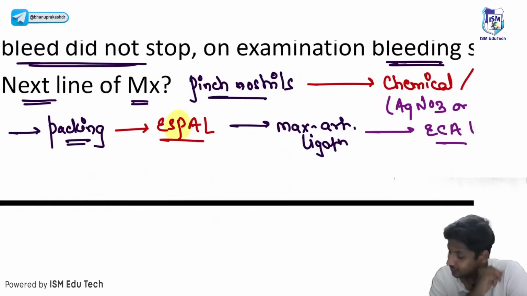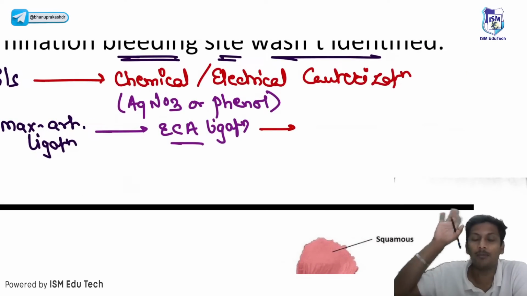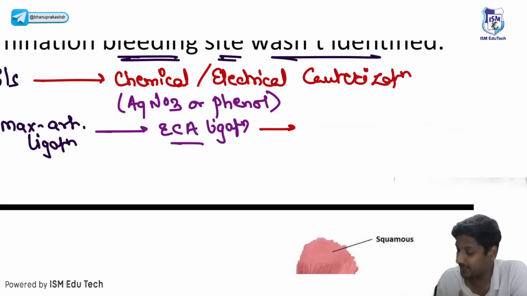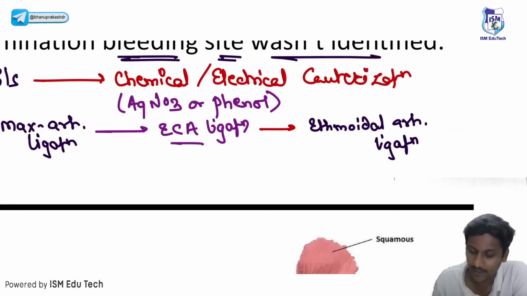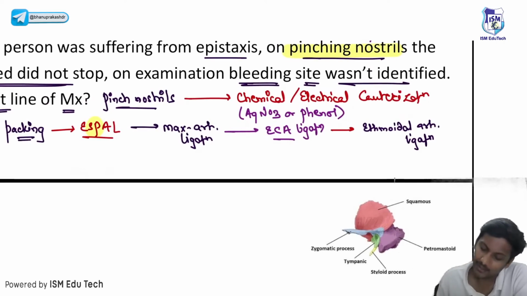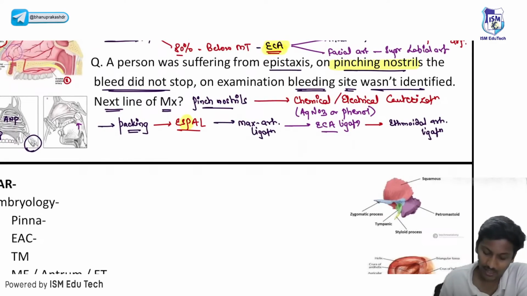Okay. So very good. It is not the ICA ligation. If you ligate the ICA, the patient's fate is sealed. So that should not be done. Please remember. If ECA ligation fails, then definitely go for the ethmoidal artery ligation. Don't ligate the ICA because it also supplies the brain. So go for an ethmoidal artery ligation in the patient. Anterior and posterior both ethmoidal arteries should be ligated. So that has to be done.